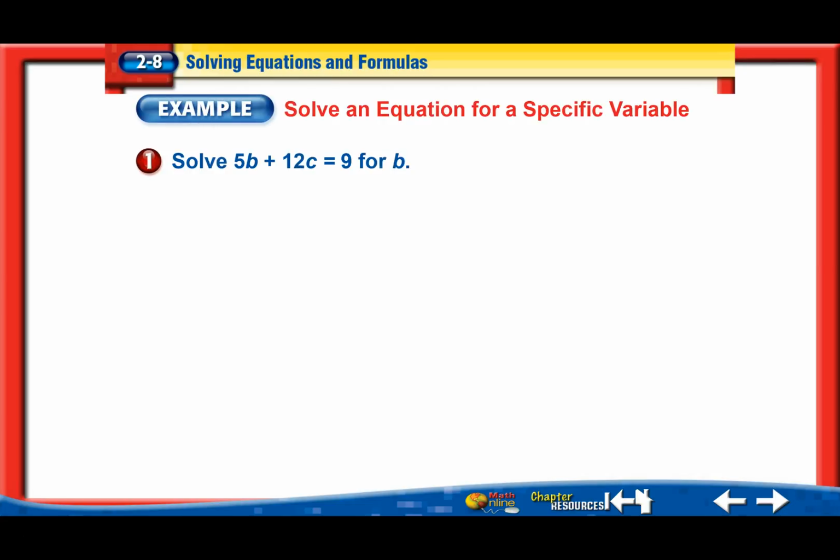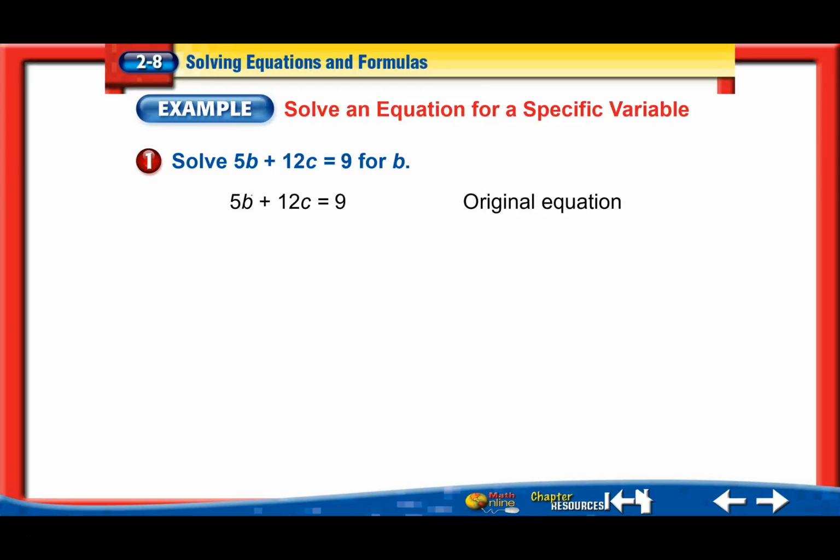That's what this looks like. It's probably the easiest way to go through this. So solve this equation for a specific variable. So in this case, there are two variables in here. And this one says we need to solve for b. So we need to move everything away from b.